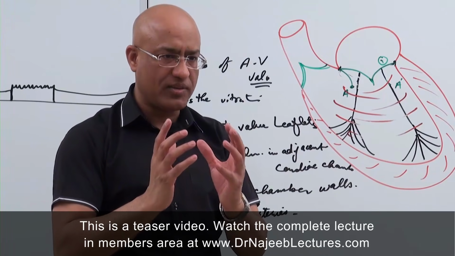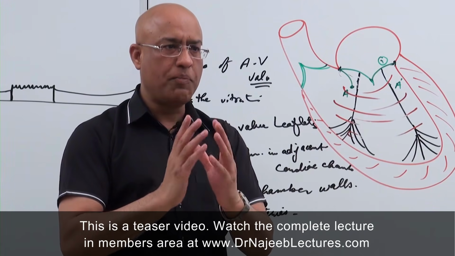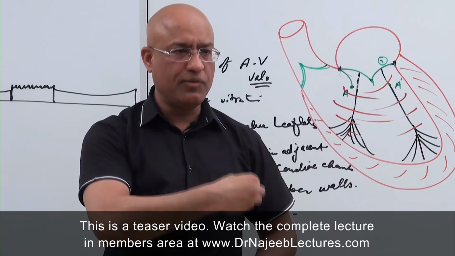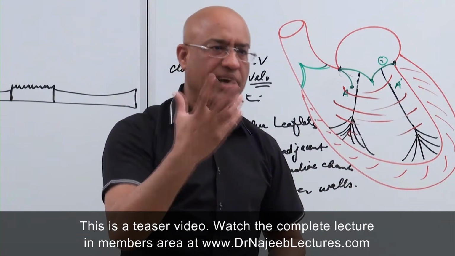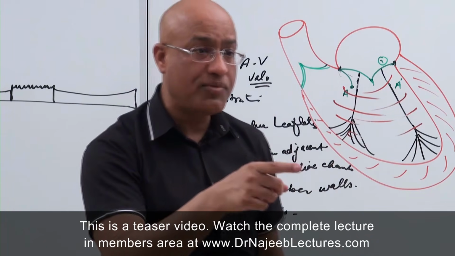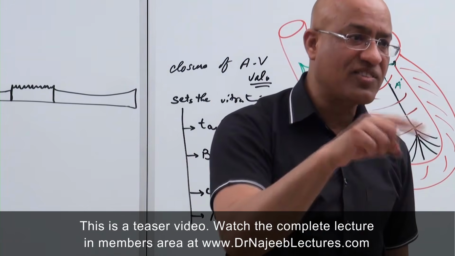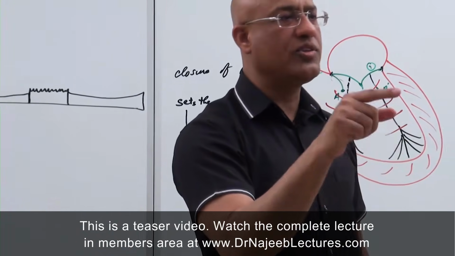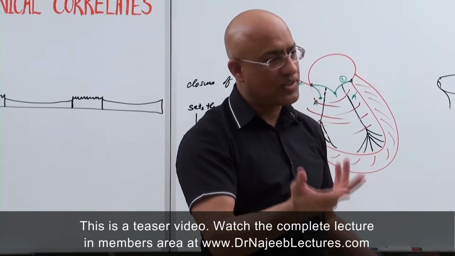All these vibrations will be picked up through the tissues. It will reach the chest wall. There, if you apply the stethoscope, you can hear it. And because this sound, which is initiated by the closure of the AV valve, is the first sound heard at the onset of ventricular systole, it is called the first heart sound.